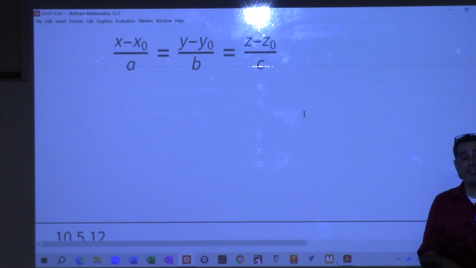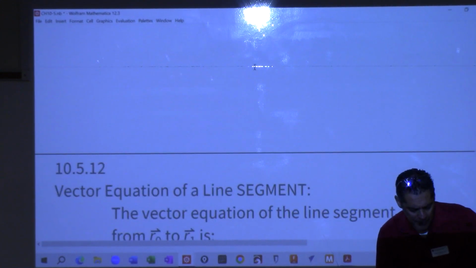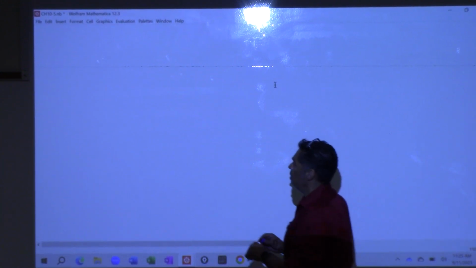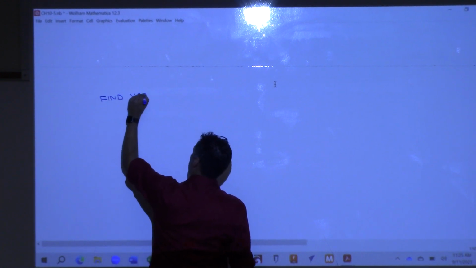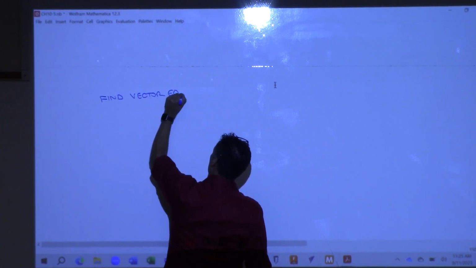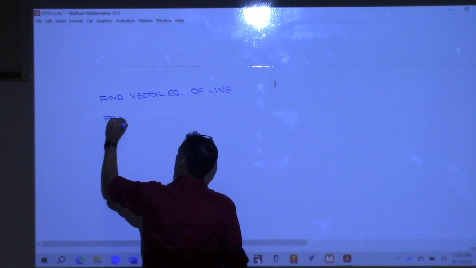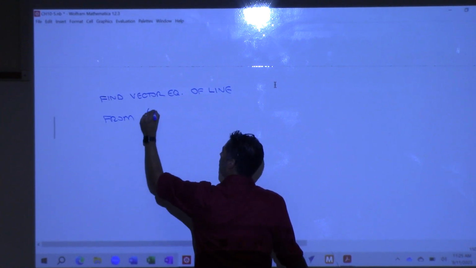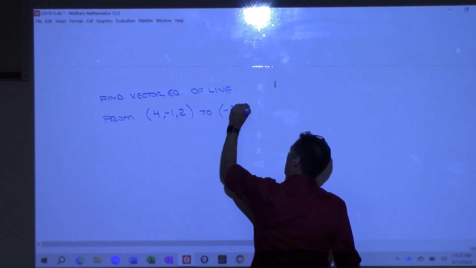The way we do it is as follows, and there are different ways of doing it. I do not follow the book's way. I do it the way that makes sense to me. I'll show you the notes in a minute, but I'm just going to show you with an example. So let's find the vector equation of the line from, what were the 2 points I just gave you a second ago? 4, -1, 2. And -3, 5, 6.